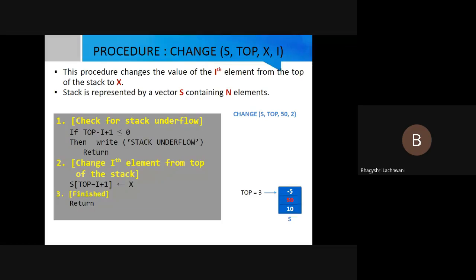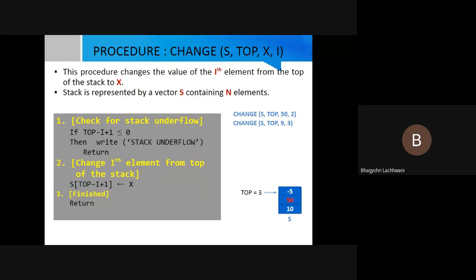Okay. Again we will call a function as top 9 3. From the top, at the third position we want to update the value 9. First step, we will check top 3 minus I, the value is also 3. So 3 minus 3 is 0, plus 1. 1 is less than or equal to 0? Condition false. So we will move on to the next step. So S of top minus I, 3 minus 3 plus 1, that means S of 1. See here, S of 1 is 10.